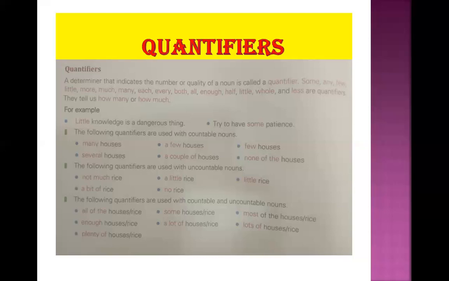When I talk about countable and uncountable nouns: all of the houses, all of the rice. Some houses, some rice. Most of the houses, most of the rice. Enough houses, enough rice. A lot of houses, a lot of rice. Plenty of houses, plenty of rice. Now again, these are the quantifier determiners, which indicate the number or quantity of a noun.